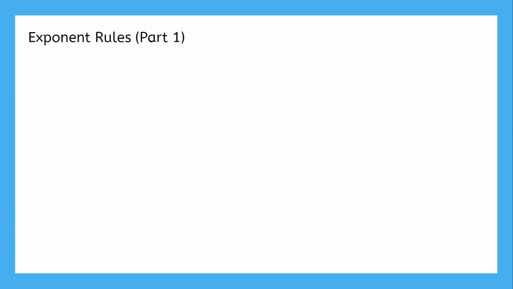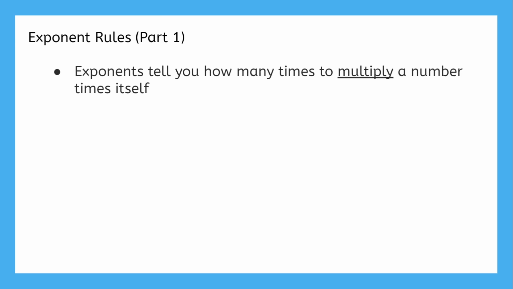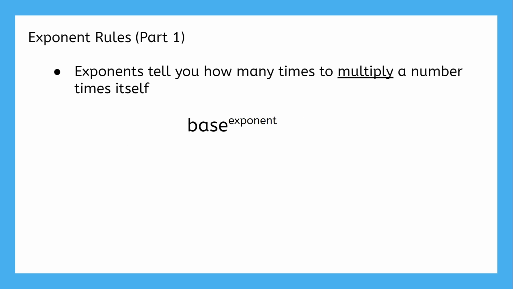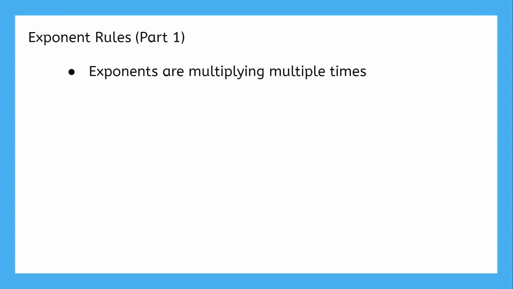Exponents are similar, but take it a step further. Exponents tell you how many times to multiply a number by itself. For instance, 3 to the 4th power means you're multiplying 3 4 times. So that's 3 times 3 times 3 times 3. Or 5 to the 7th power is 5 times 5 times 5 times 5 times 5 times 5 times 5. The number being multiplied is called the base, and the number telling you how many times to do it is the exponent.